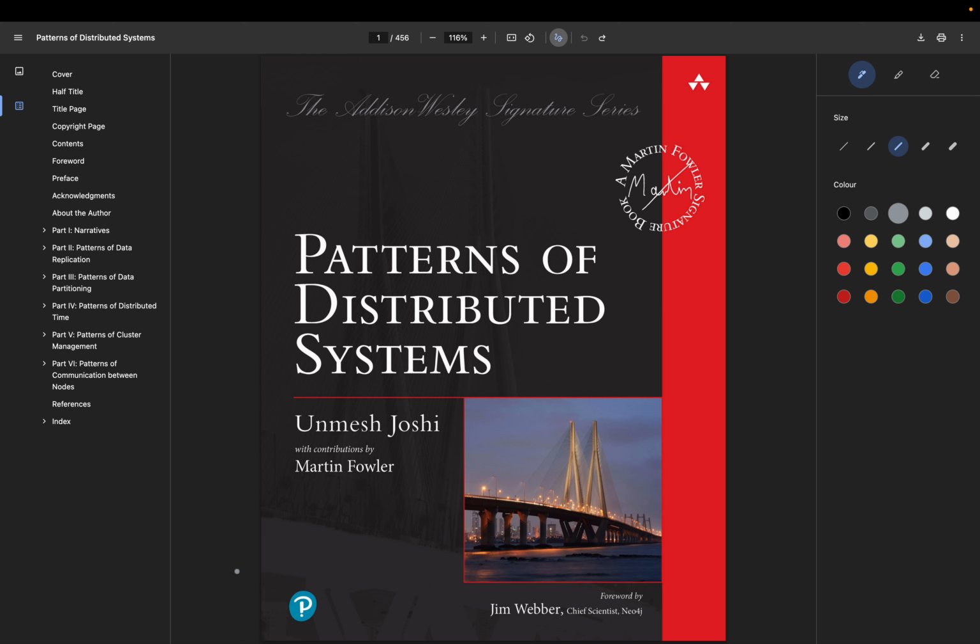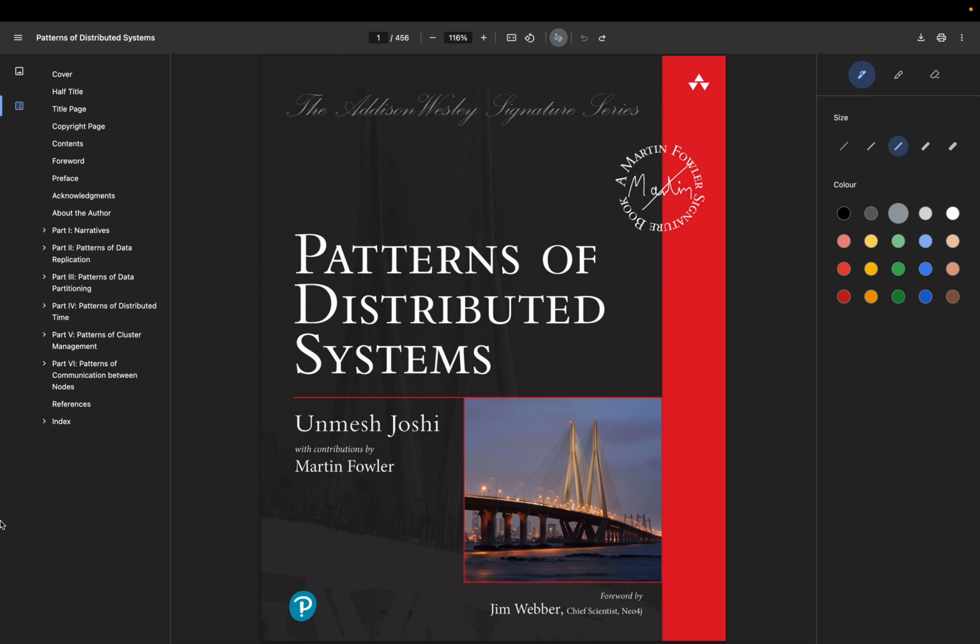Patterns in a Distributed System, which is a very good book that I found. I just wanted to go through it. I haven't seen this book before. I have not read a single page of this book. So we are planning to go through it together, and I will upload these videos to YouTube so that you can also learn along with me.